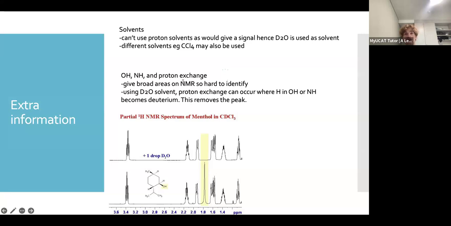D is a hydrogen with a proton and a neutron, so it's an isotope of regular hydrogen. Okay, let's carry on. Yeah, you write D instead of H. So instead of H2O, it would be D2O.